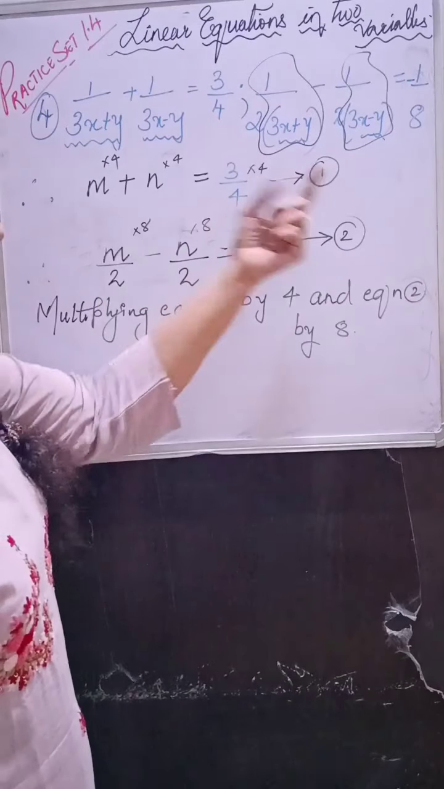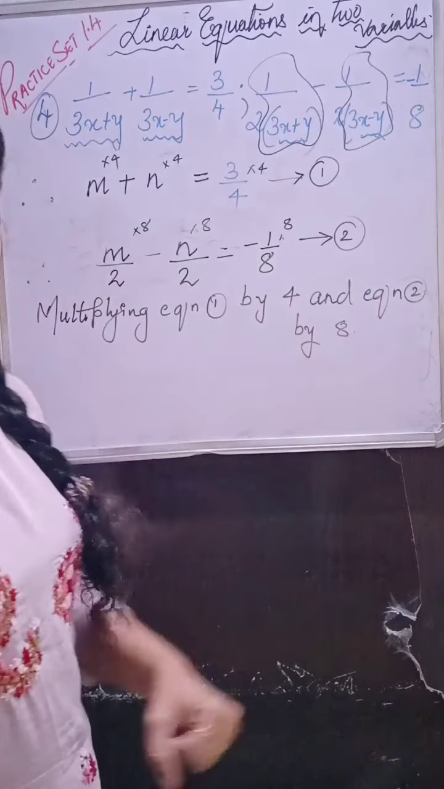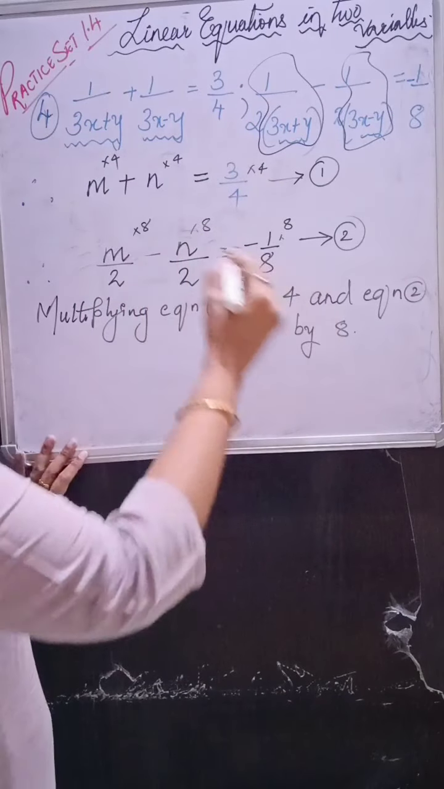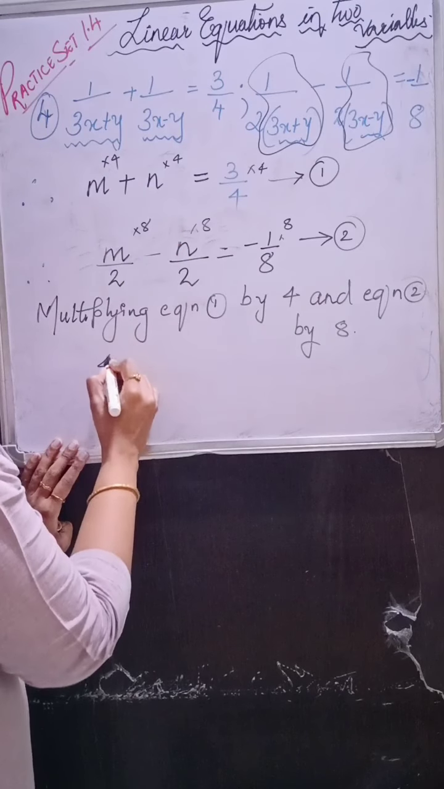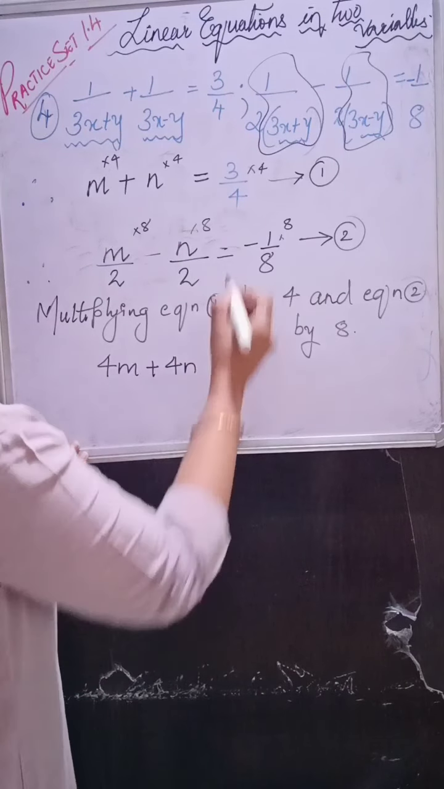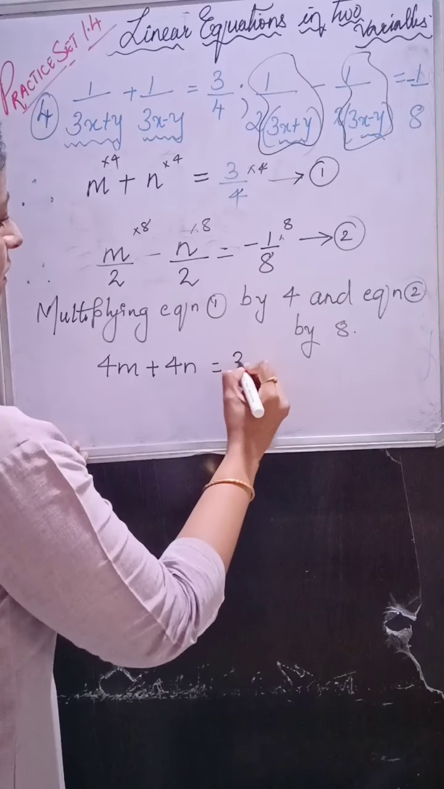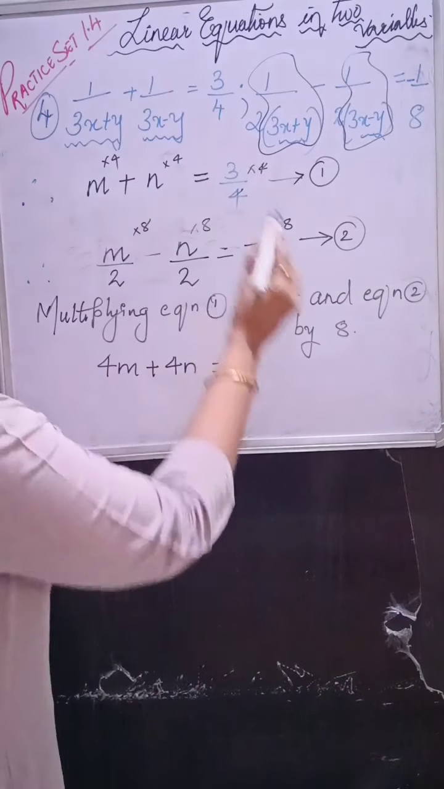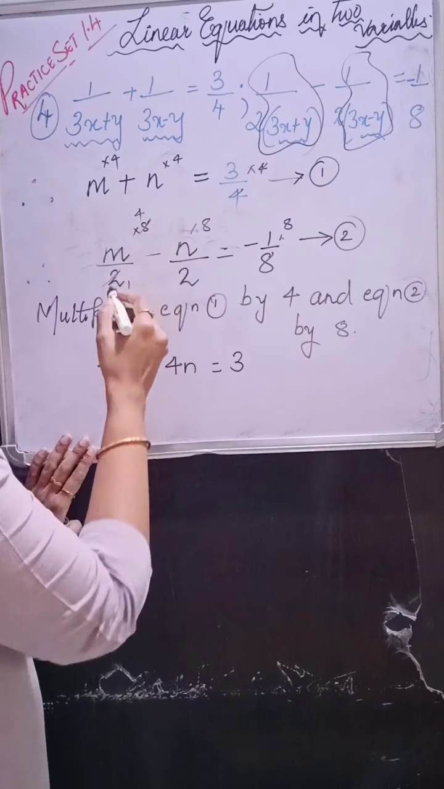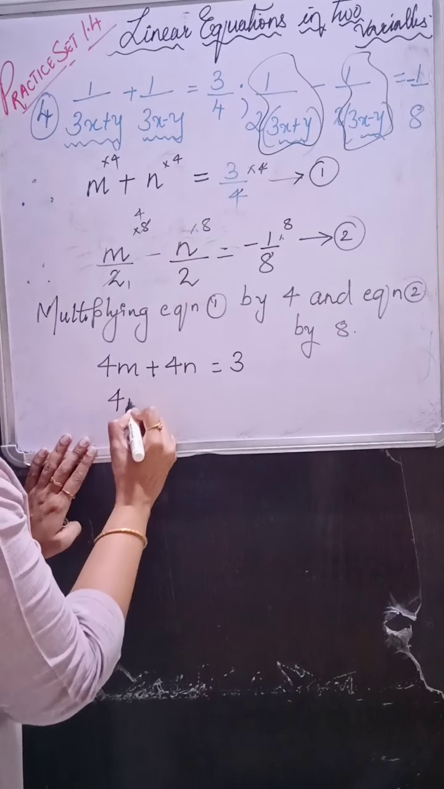Multiplying equation 1 by 4 and equation 2 by 8. So, what will be the equation 1? How will it change? Multiply by 4 throughout, you get 4m plus 4n is equal to 4 cancel 3. What is happening here? If you multiply by 8, 2 1s are 2, 4s are 4m.